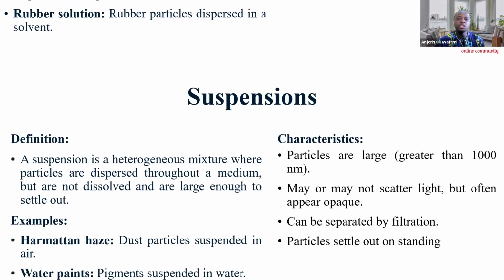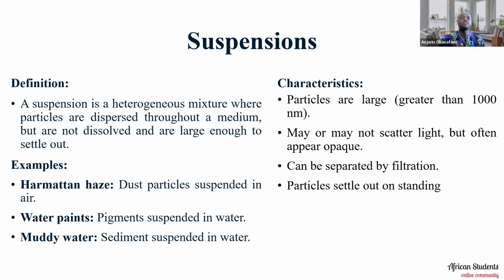Let's look at suspension now. A suspension is defined as a heterogeneous mixture where particles are dispersed throughout the medium, but are not dissolved and are large enough to settle out. So you can be looking at some of the differences between a colloid, a suspension, and a true solution. But I'm still going to show us a table to look at the differences, just using the table.